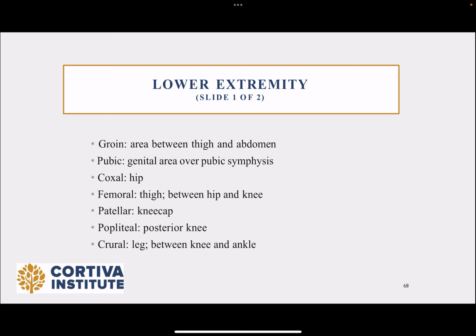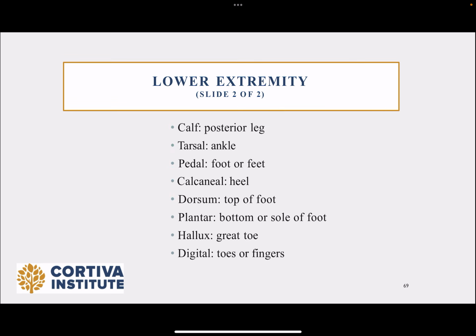Lower extremities. Your groin, of course, is the area between your thigh and abdomen. The pubic is the genital area over the pubic symphysis. The coxal is your hip. Femoral is typically the thigh, referring to that femur between the hip and knee. Patellar is your kneecap. Popliteal is that posterior knee, right? Posterior knee. Crural is the leg between the knee and ankle. The calf, of course, is the posterior leg.